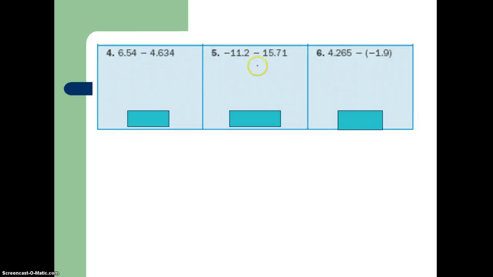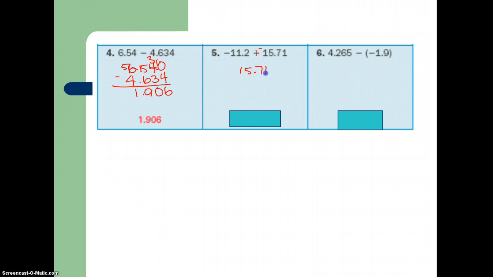Try 4 through 6. Be careful, just because it's subtracting doesn't mean you actually subtract. This one you do subtract. Set it up. Add a placeholder. Need to borrow. 0.906. In number 5, we add the negative, and now I have two negatives.